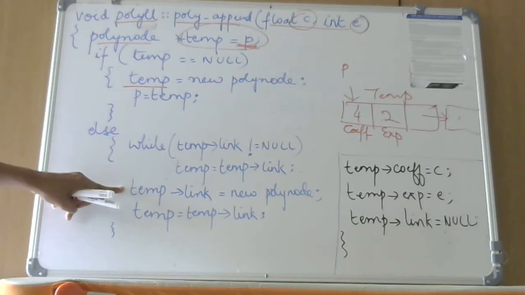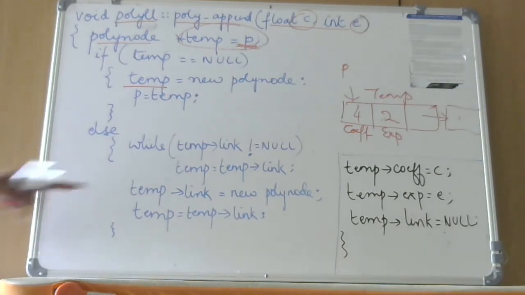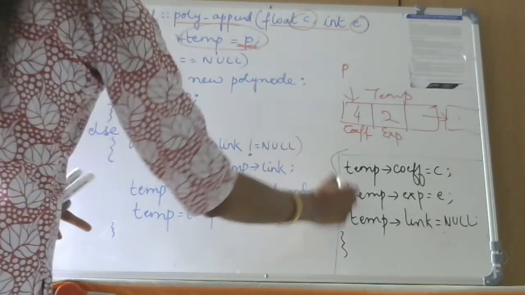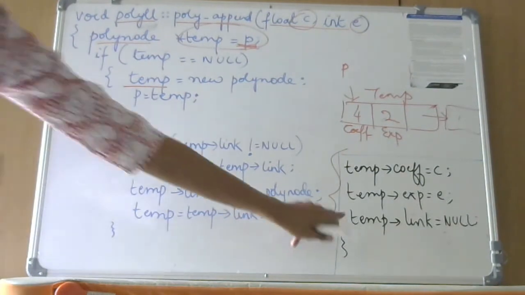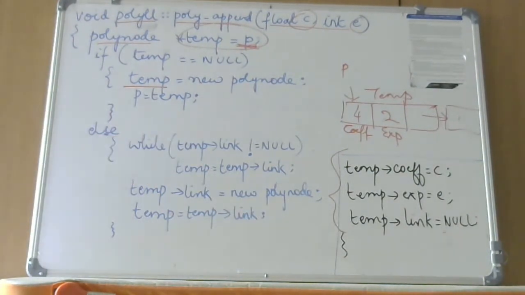So temp of link is equal to, we are creating memory for the new node. Temp is equal to temp of link. So the new node will be accepted and it is appended at the end. Temp of link is equal to null, meaning the last node that you are trying to append will have the null value. Alright. So this is how we append every term of the polynomial as a single node.